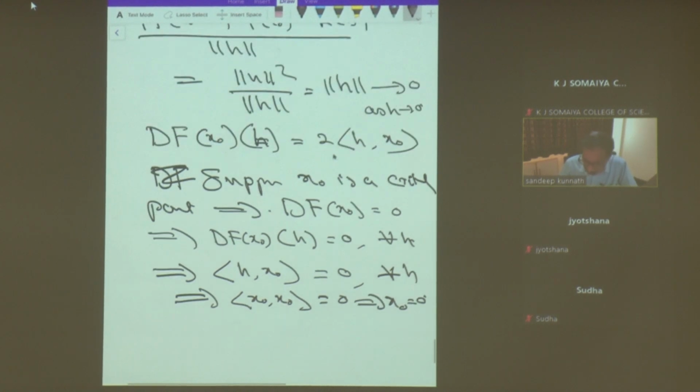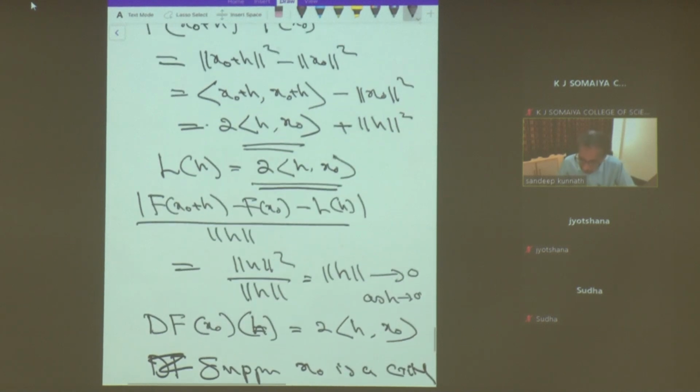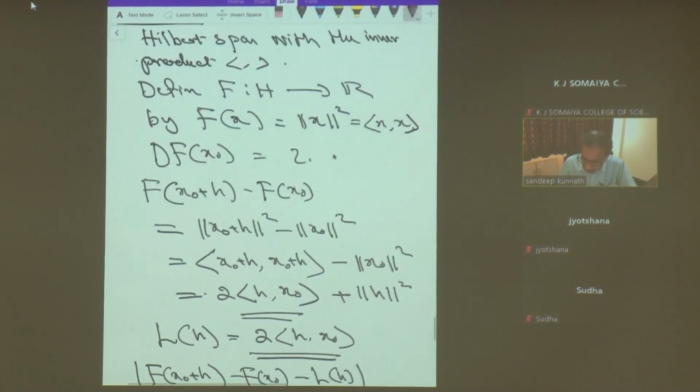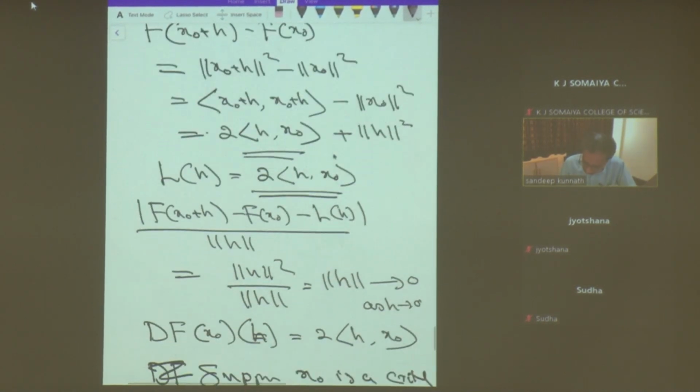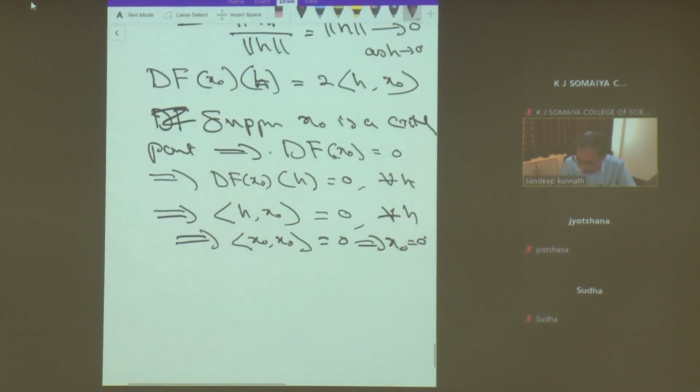So this function, which I defined on an arbitrary inner product space as the square of the norm, is a differentiable function, and that function's only critical point is x naught equal to 0. Okay? Now, you can have many examples, and you can see many of the standard books for some of them. My main interest is that I want to connect this with the PDE we have been talking about. So that is what I am going to talk about.